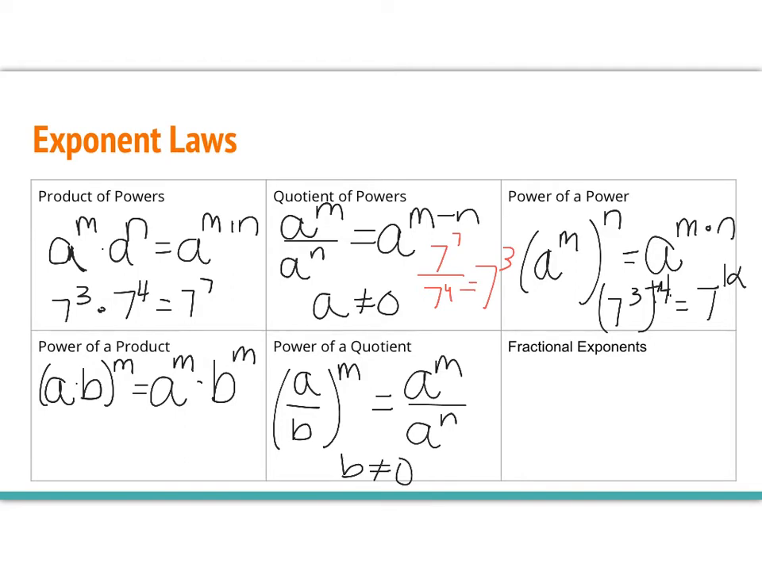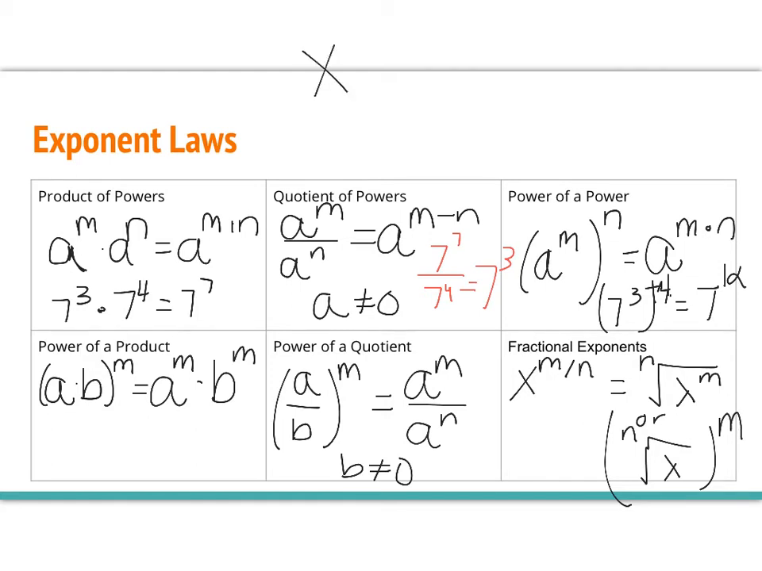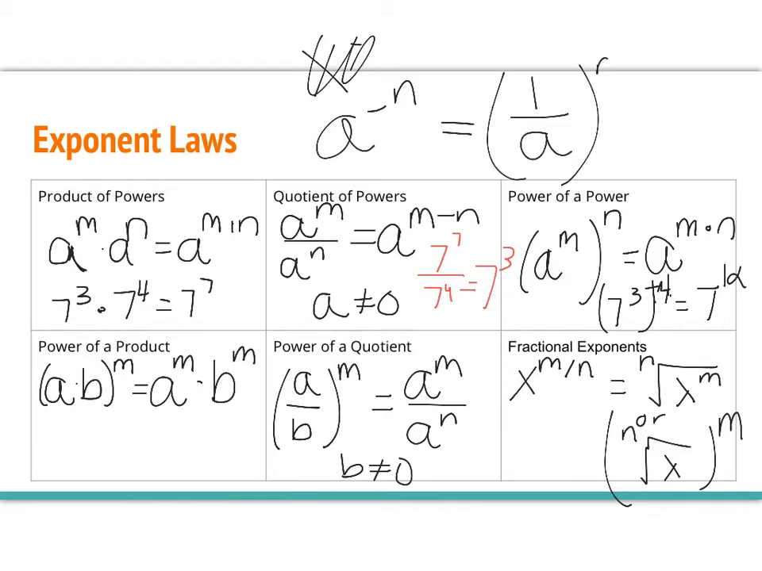The last one, law of fractional exponents, is x to the m over n. This is on the back side of your notes. It is equal to the nth root of x to the power of m, or the nth root of x all to the power of m. Lastly, don't forget that if we have a to the negative n, this is the same thing as 1 over a all to the n, which would be 1 over a to the power of n.